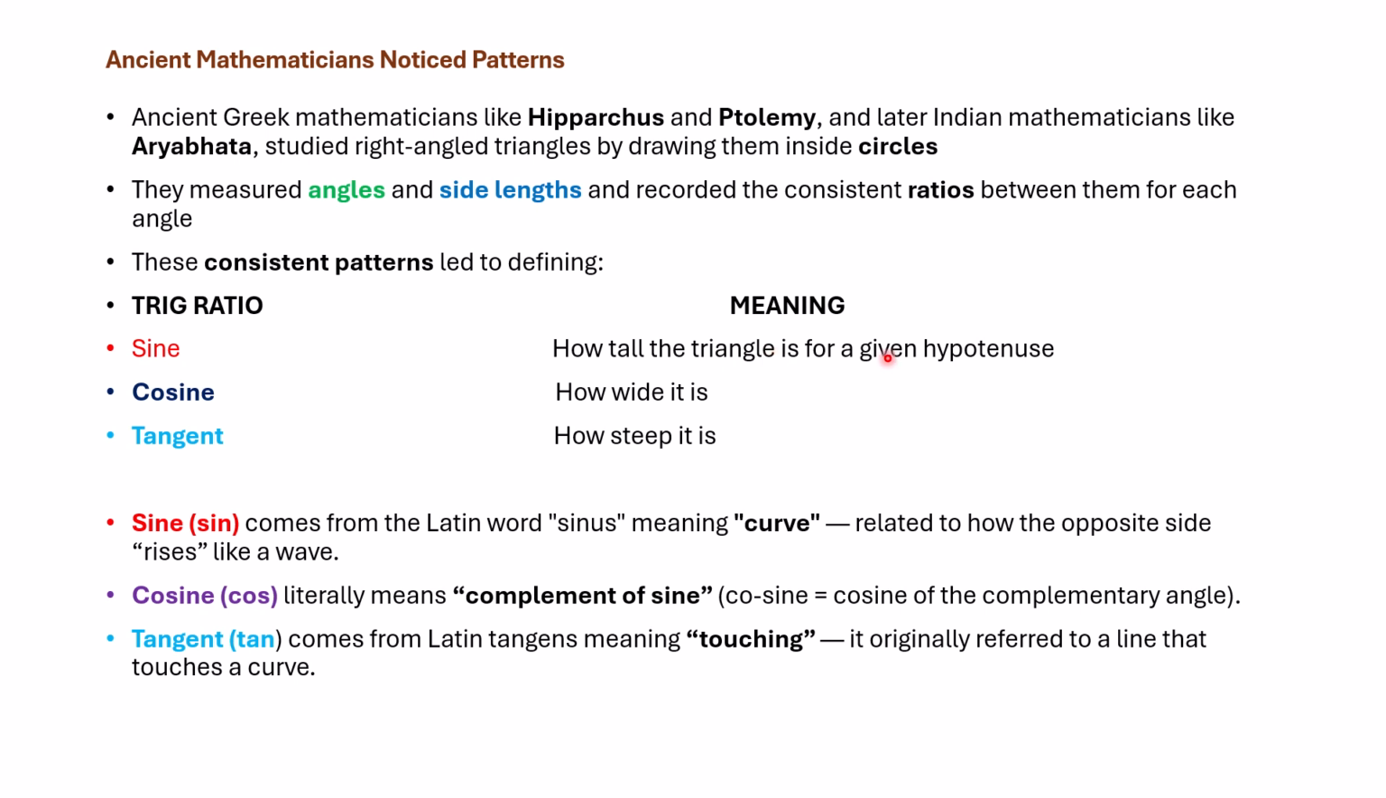us how tall the triangle is for a given hypotenuse. Cosine technically in ancient maths was used to tell us how wide a triangle is, and the tangent, which I said to you in the previous lesson, means gradient, is how steep it is.